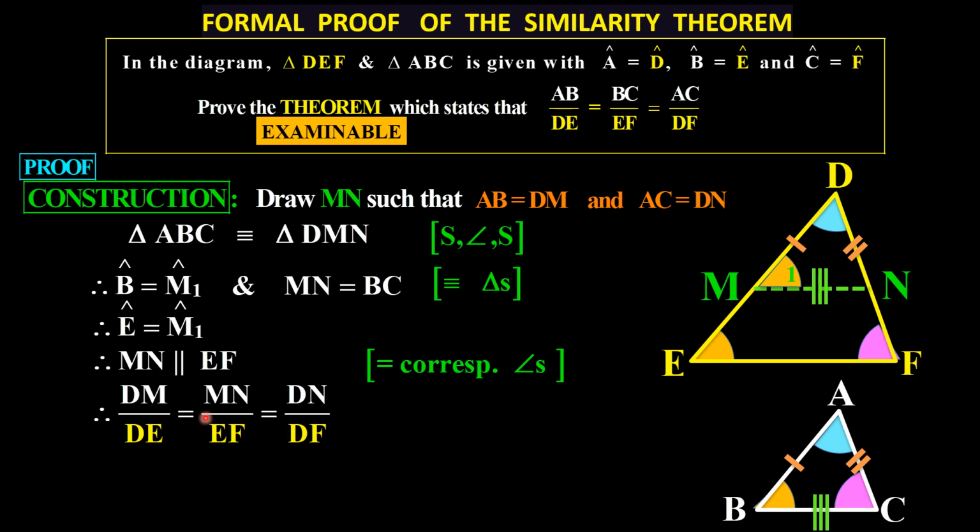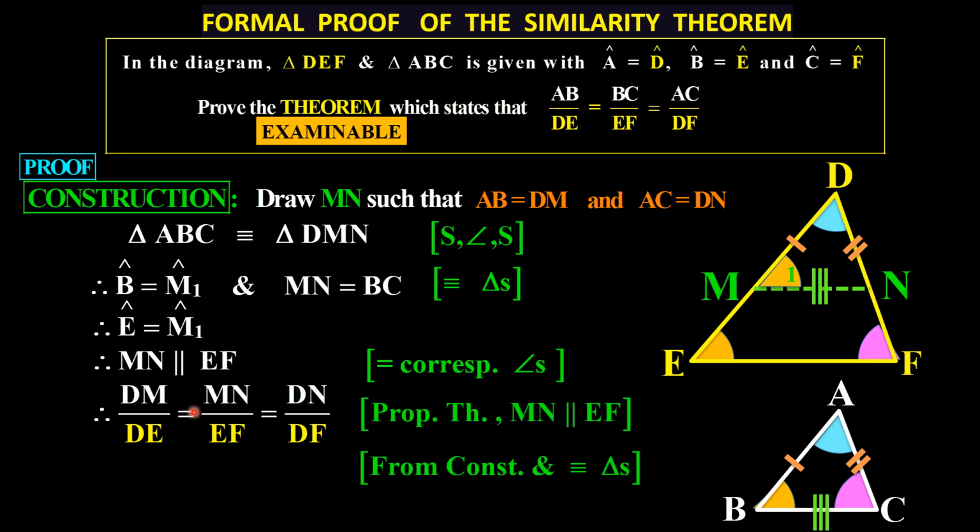But if we look at that, DM was part of my construction, but DM is exactly the same as AB, so we can replace DM by AB. MN is exactly the same as BC, that's from our congruency, and DN is equal to AC, that is from my construction. So if we use our construction and our congruency, we end up with that statement. And there we've proved, if two triangles are equiangular, then their corresponding sides are in proportion. Exactly the same that we have there.